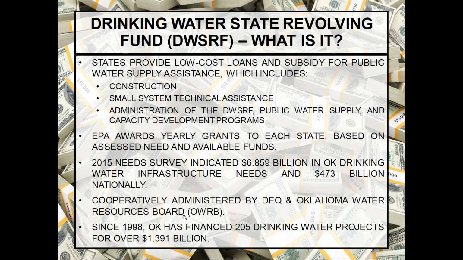Back in 2015, the needs survey indicated that Oklahoma alone had just under $7 billion in water infrastructure needs, and nationally it was $473 billion. That's a lot of need. We do cooperatively administer the DWSRF program with Oklahoma Water Resources Board, and we do the technical side of the program, and the Water Board does the financial side. They're kind of like a banker for the program. And since the program began in Oklahoma in 1998, the DWSRF program has financed 205 drinking water projects for over $1.391 billion. Next slide, please.